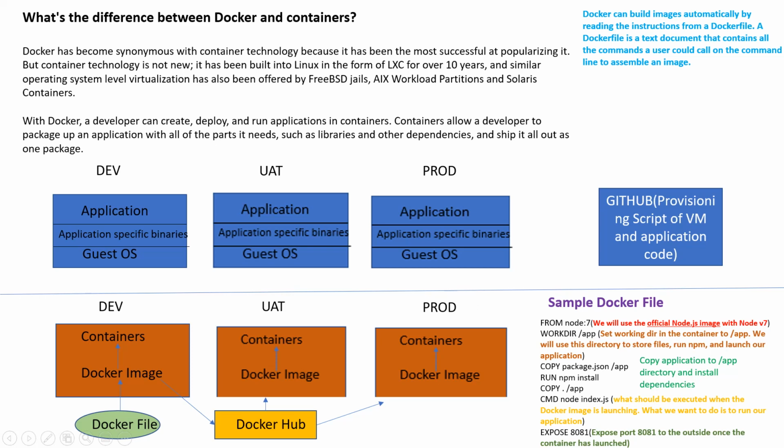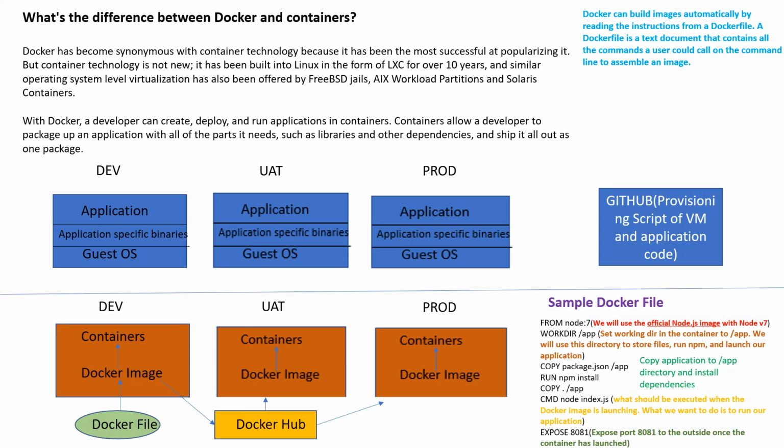Let me give an explanation of what a Dockerfile is. I have provided a sample Dockerfile here, my sample Dockerfile from Node 7. I will have a few lines in my Dockerfile. We can see FROM node:7. What does this statement mean? We'll use the official Node.js image with Node 7. So basically this statement in the Dockerfile will download the Node.js image to build our application.